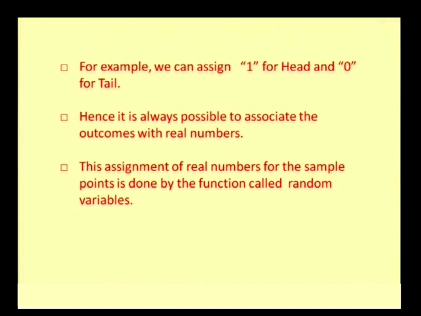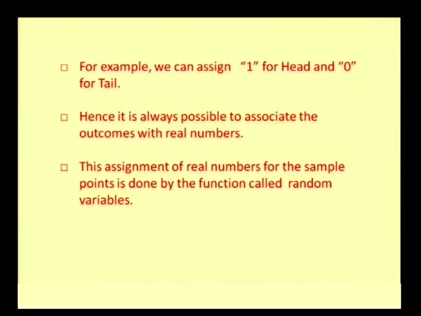So, it is always possible to associate the outcomes with some real numbers. This kind of association of outcomes with real numbers is done by the function called random variable. Actually, random variable is a function. Basically, what do you know about a function? For example, you may call f of x is equal to x square. This is a very common function, all of us know.